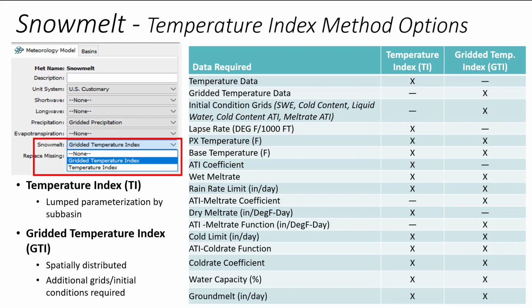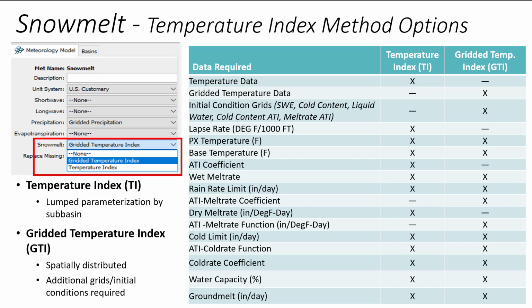In HMS version 4.7, the snowmelt component is activated within the meteorologic model settings. There are two approaches to snowmelt modeling within HMS. The first is the general temperature index method, which involves a lumped parameter approach, which assumes that snow parameters and melt is homogeneous within each subbasin. This method may be most appropriate when temperatures are consistent throughout each subbasin, or if snowmelt occurs fairly consistently throughout the entire subbasin.